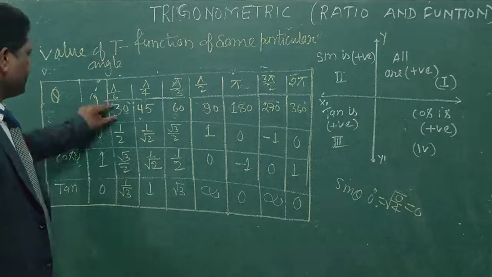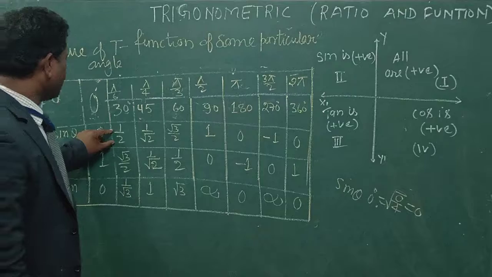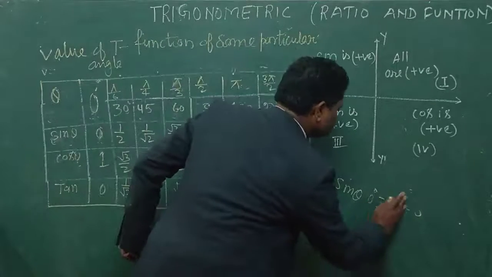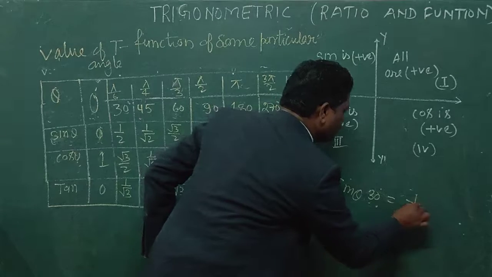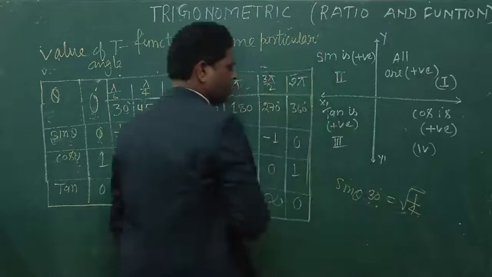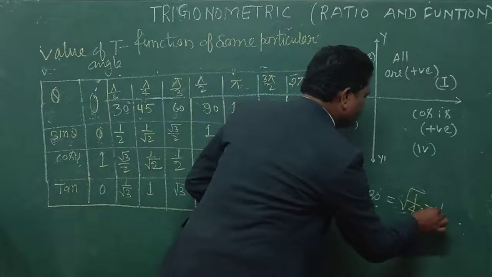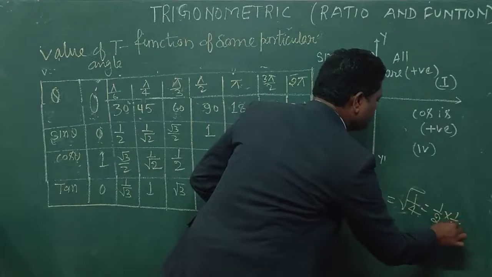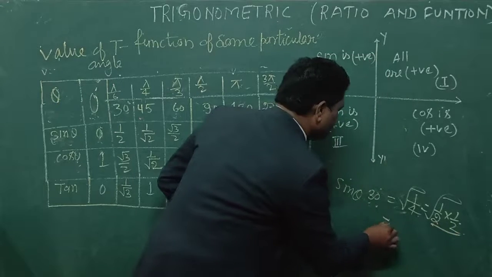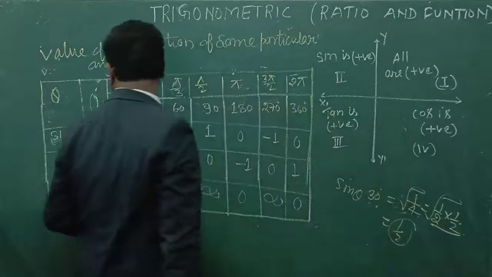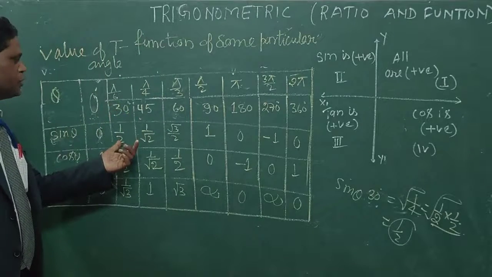And sin 30 degree. Sin 30 degree means root 1 by 4. So 1 by 4 means 1 by 2 into 1 by 2, the square root of which gives 1 by 2. It means sin 30 degree, the answer is 1 by 2.